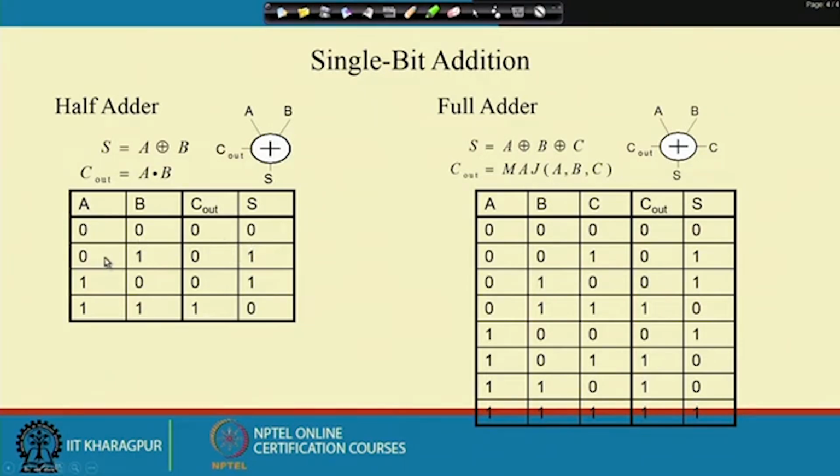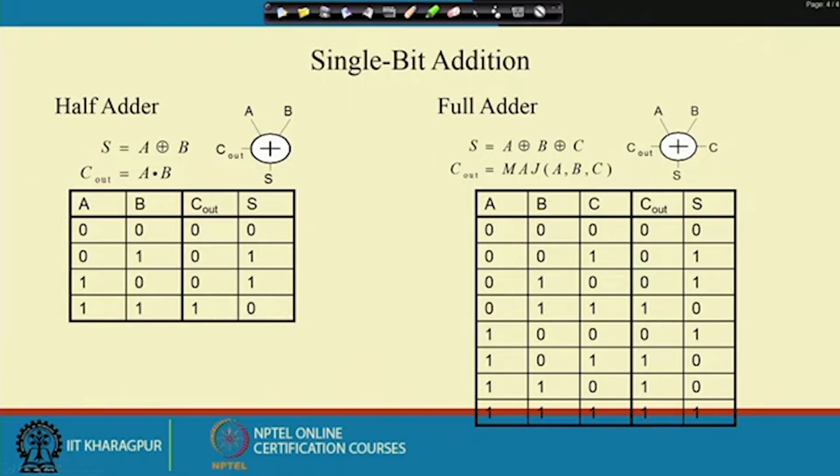If I add 0 with 1, the sum will be 1 and carry out will be 0. Whenever it is 1 and 0, again the sum will be 1 and carry out is 0. And whenever both bits, that means A and B, are 1, at that time the sum is 0 and carry out is 1. So, why do I need that? Why am I getting C out as 1 and sum as 0 at this particular position?